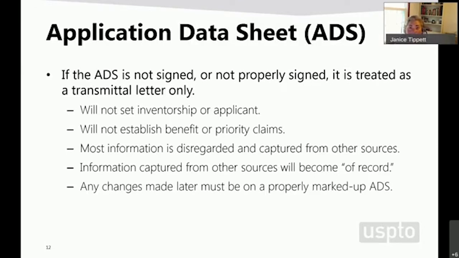So if there's no ADS and we have to capture it from another document, it's up to the discretion of the operator to determine that information. It is very subjective, whereas if it's listed on the ADS, it's very clear-cut as to what the information is. Any information that is captured from other sources will become of record in the application and will be a marked up ADS will be required in order to make any changes to that information.